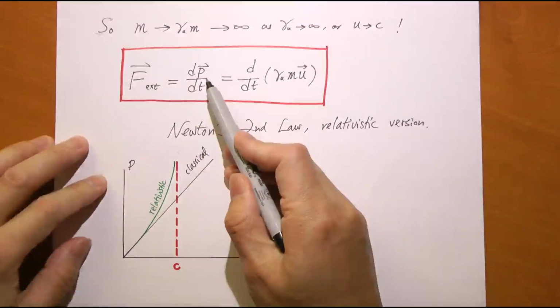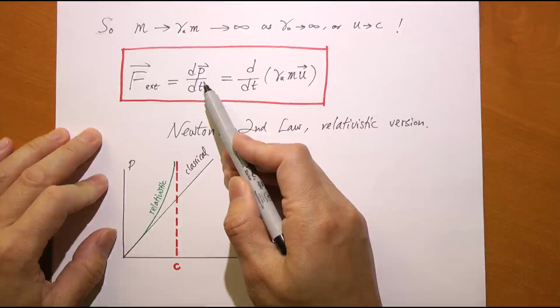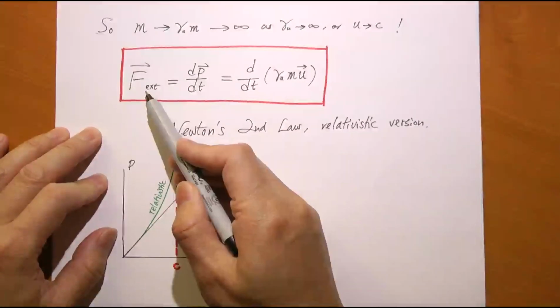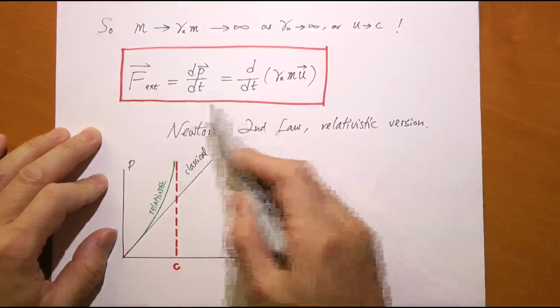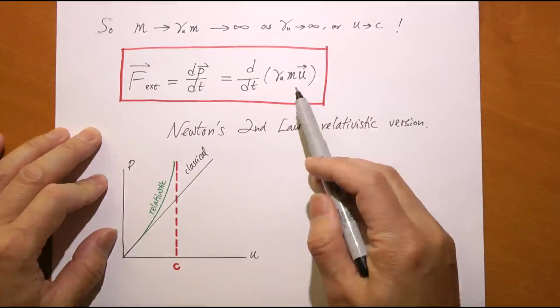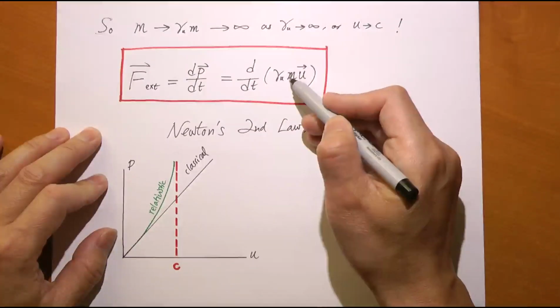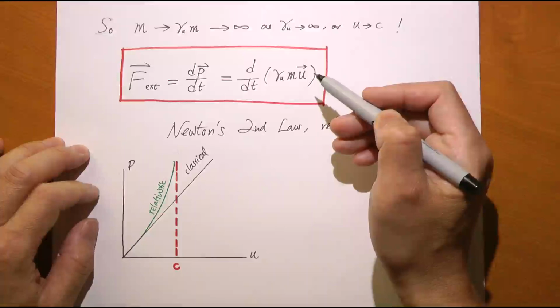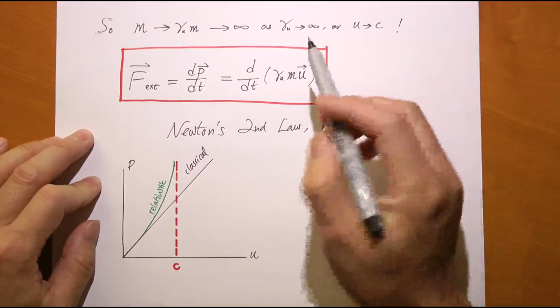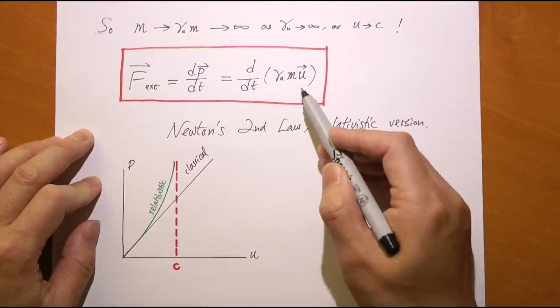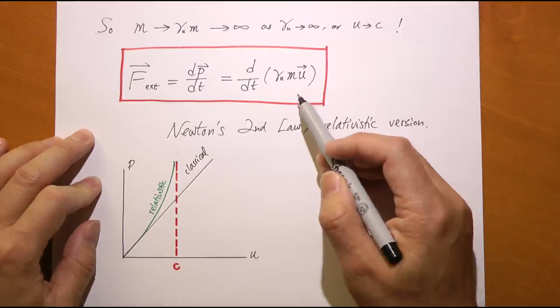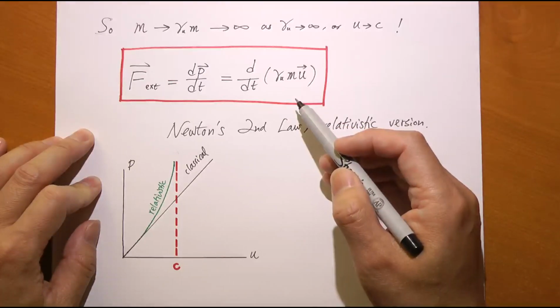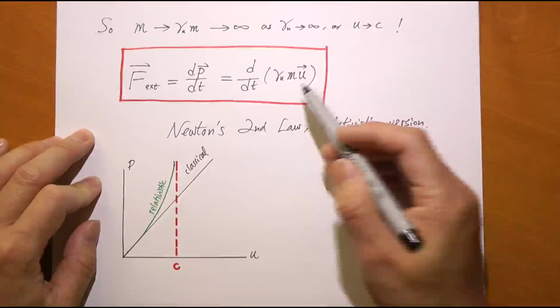And the rate at which the momentum changes, it's still the external force. So we preserve Newton's second law by adding this additional factor, the gamma factor. And the expression for relativistic momentum, how does it differ from that of the classical expression, which is just m times u without the gamma factor?